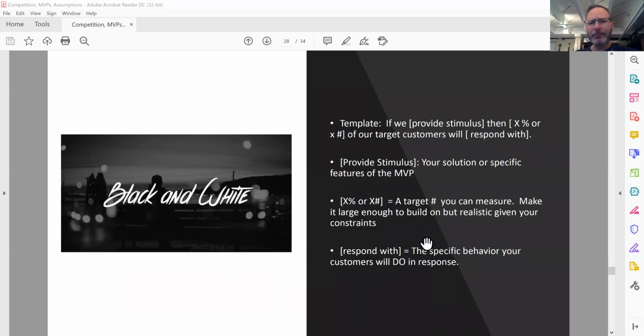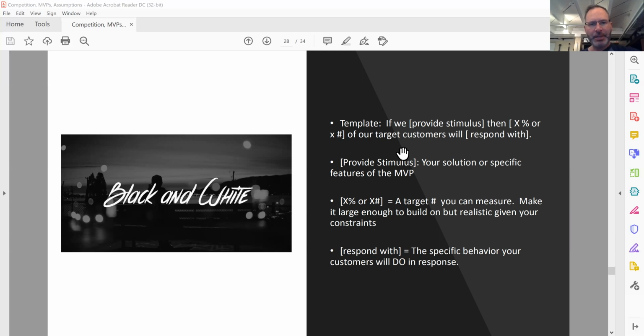I can actually see. It's really important that you use this sort of template. If I do this as an entrepreneur, if I'm providing some kind of stimulus to my target customer, then some number of customers are going to do X or Y or Z, whatever it might be. And you really want to map that out, and you stay true to that.